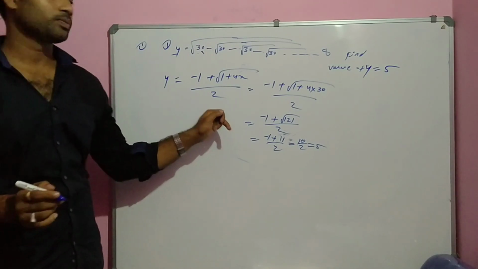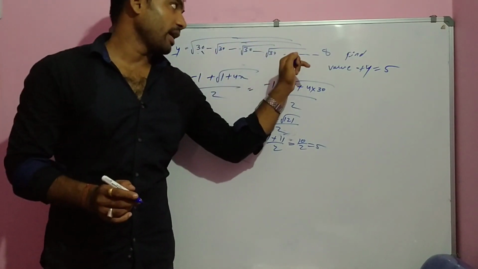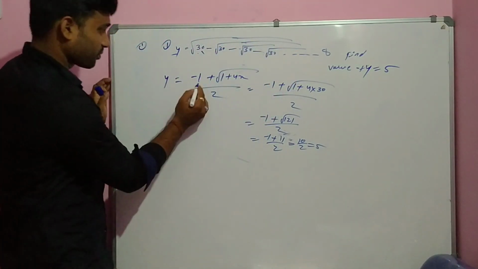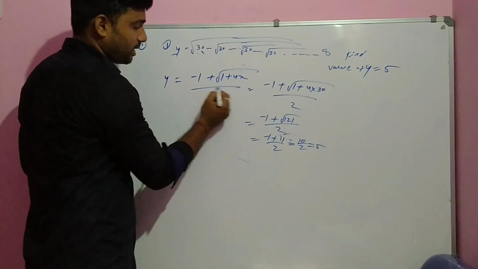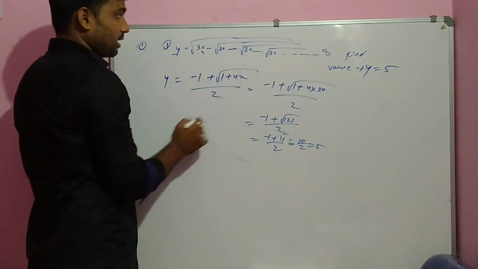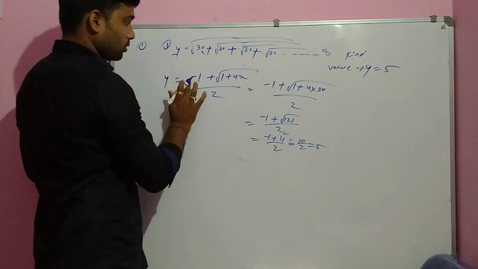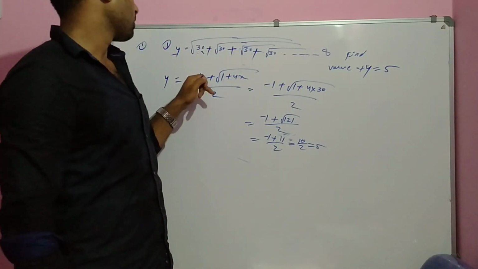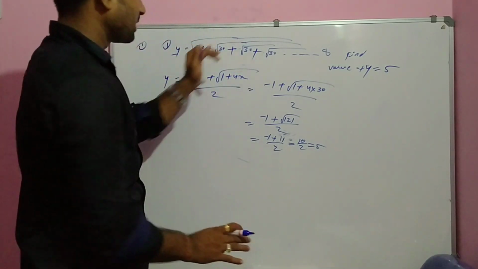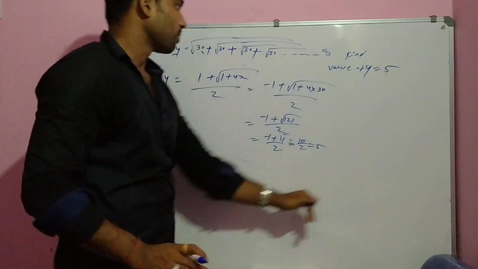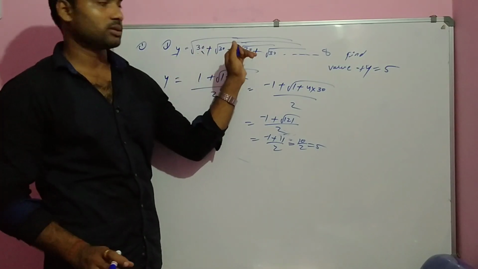So keep in mind there is only one formula: minus 1 plus the under root of 1 plus 4x, by 2, if there is a minus sign. If there is a plus sign, remove the minus and use 1 plus the root of 1 plus 4x, by 2. This way you can solve all types of problems.